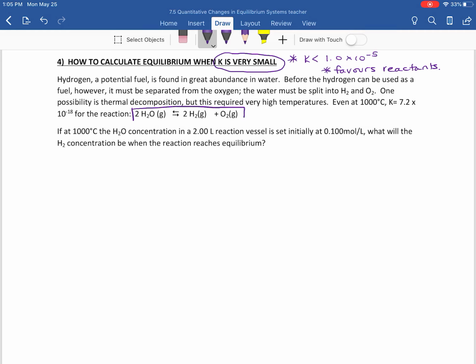This is our system. We're decomposing water. That has to happen at a high temperature. And as you can see, the K value for this particular reaction is very, very small. So in our system here, the water concentration is 1 mole per liter. Don't get messed up. Don't divide by 2. The vessel's 2. We'll deal with that later. But right now, that's your concentration.